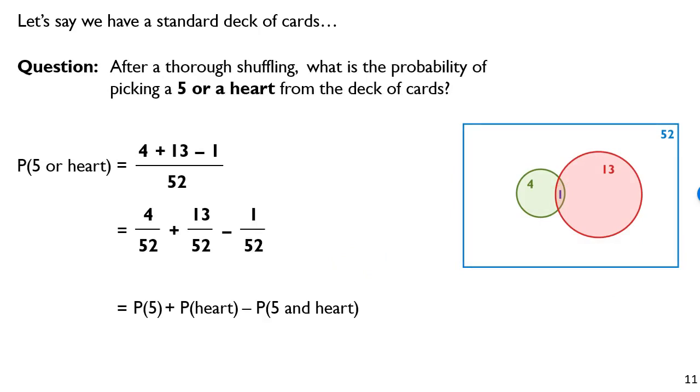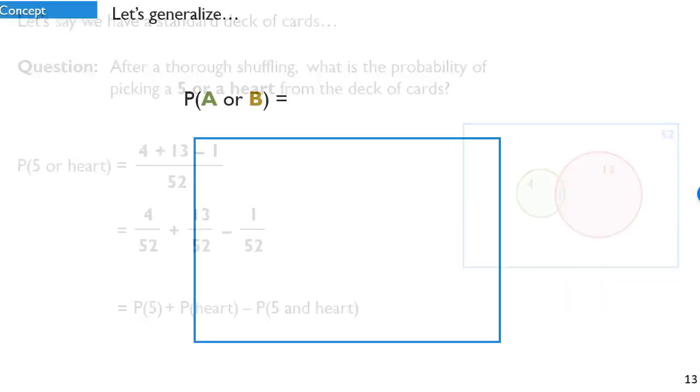We can generalize this by breaking this fraction apart, and we get that the probability of picking a 5 or a heart is equal to the probability of a 5 plus the probability of a heart minus the probability of picking a 5 and heart. Again, a 5 and a heart would mean that there's only one way that can occur, and that is if we pick the 5 of hearts.